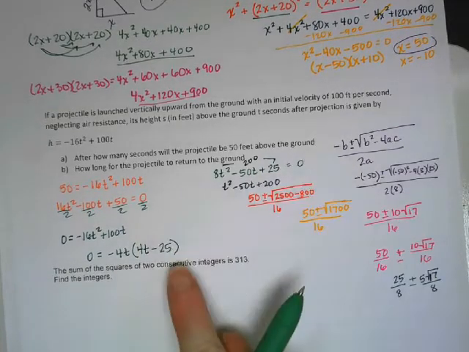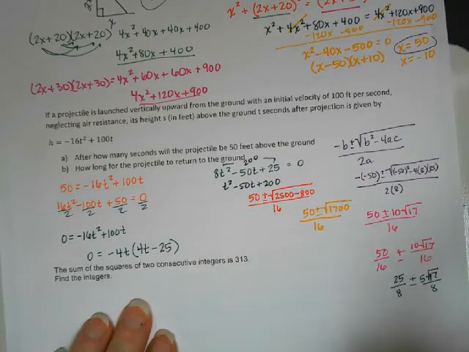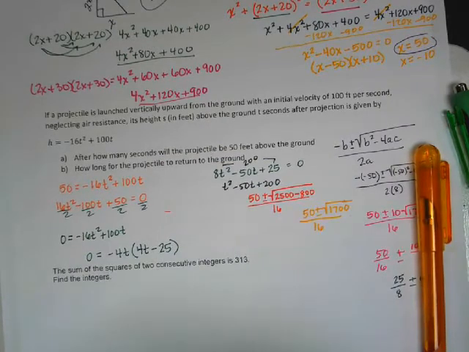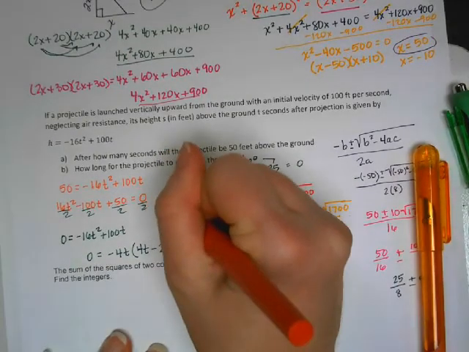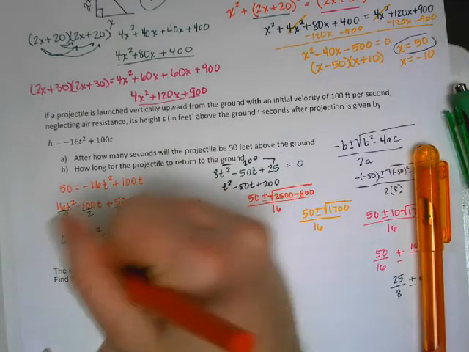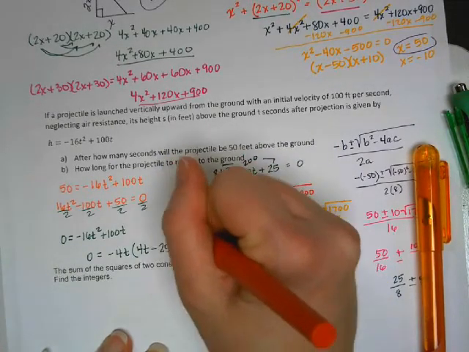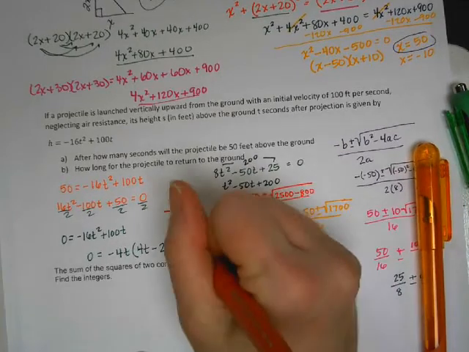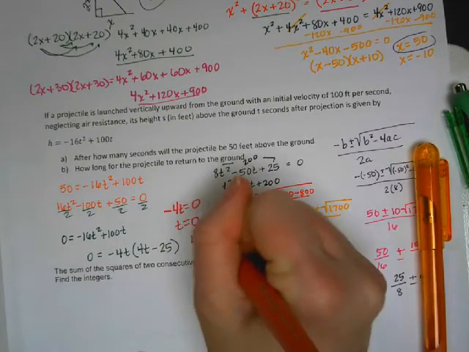So now these are my two pieces. I have -4t equals 0 and 4t minus 25 equals 0. So you set both pieces equal to 0. -4t equals 0, which means t equals 0. Well, that makes sense. That means the projectile is on the ground before you shoot it, because at 0 seconds, it's on the ground.